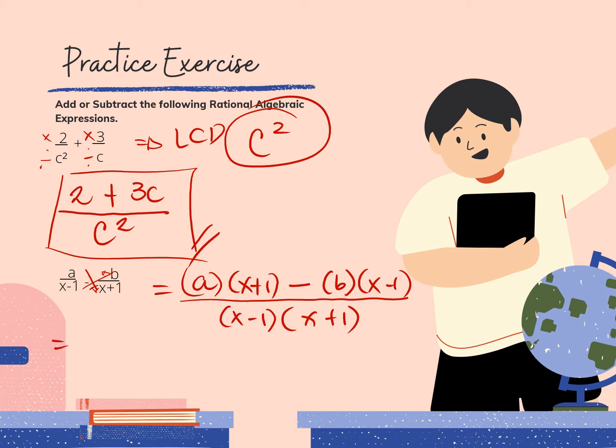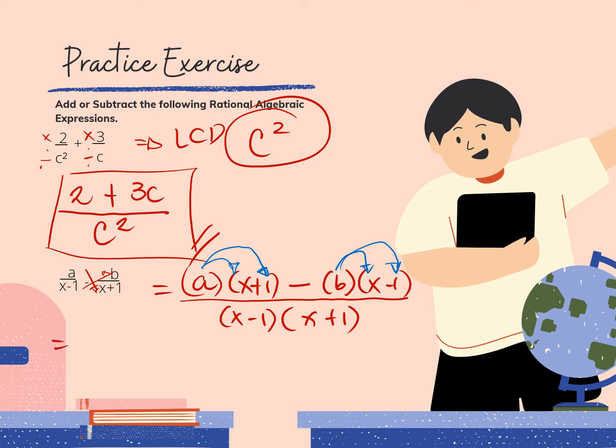Distribute lang natin yung nasa labas ng parenthesis, no? So, we can multiply it. So, itong A, i-multiply kay X, and then multiply kay 1. So, B, i-multiply kay X, and then multiply kay 1. Just be careful with the signs, no? Baka kasi dun kayo magkamali sa mga signs, kung positive or negative. So, kaya titignan natin, no?